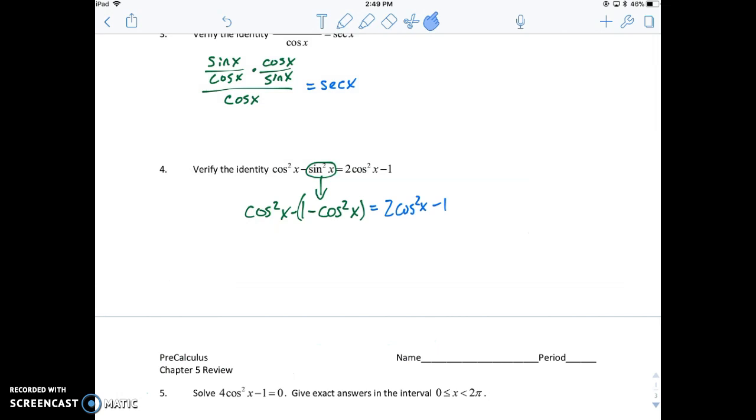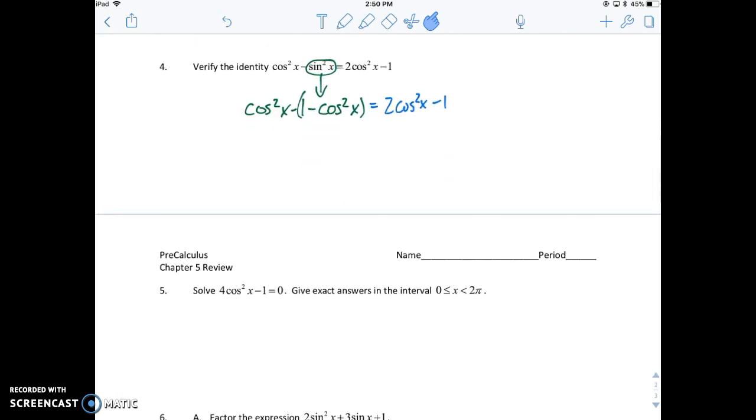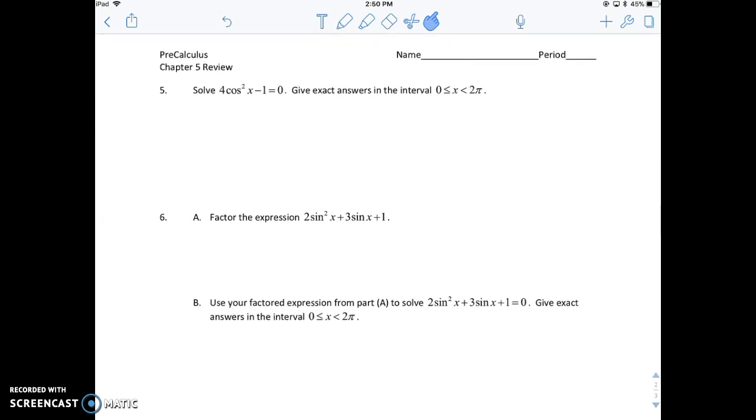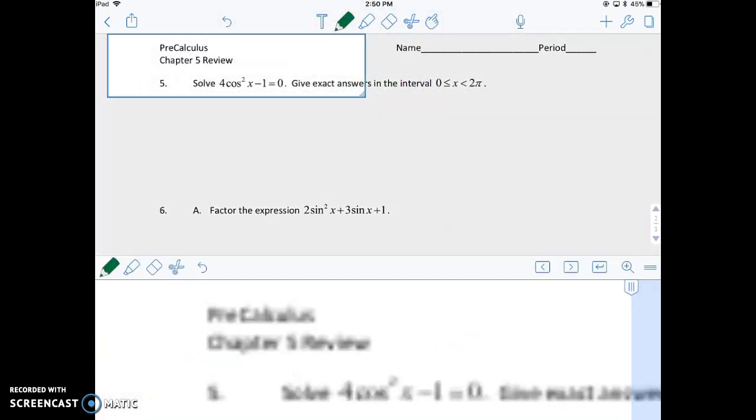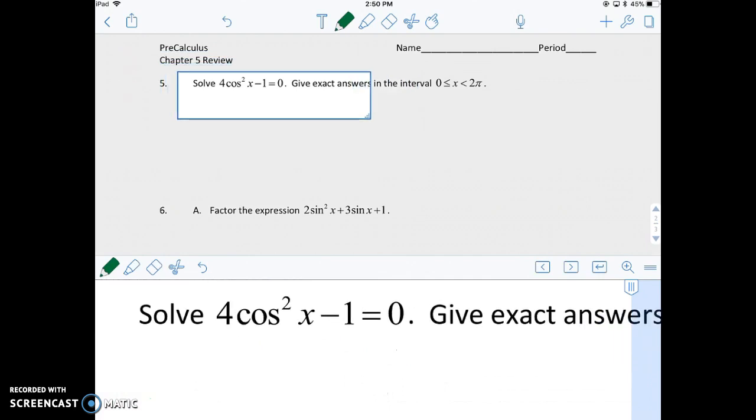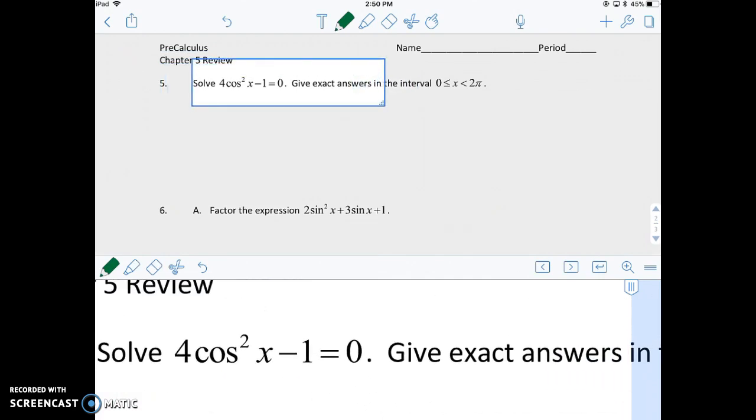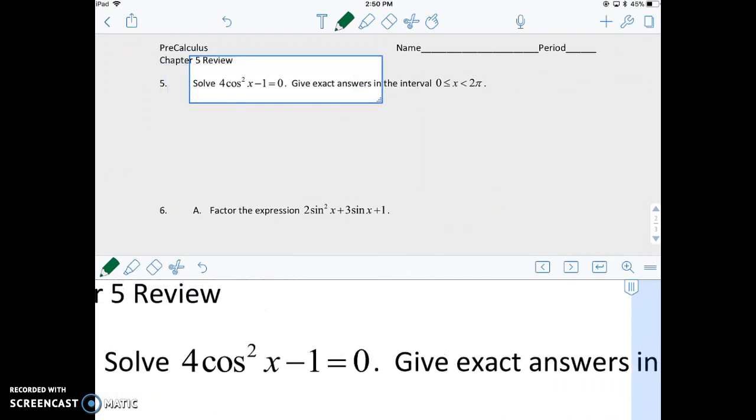But I'm going to move on to the back side, so problem number 5, where we start solving some of these trig equations. I'll do all of these ones because they are all different. When we're asked to solve an equation like this, our end goal is to have it be a trig function of x equals a number, and that will help us out.